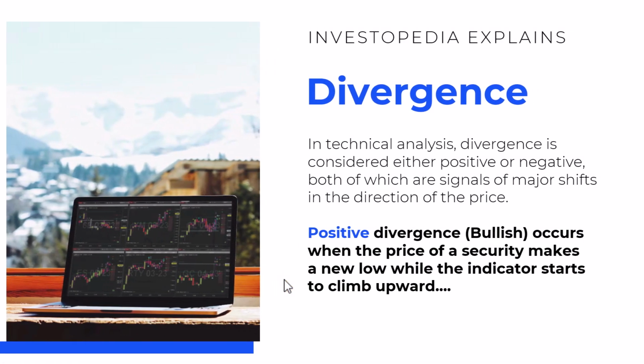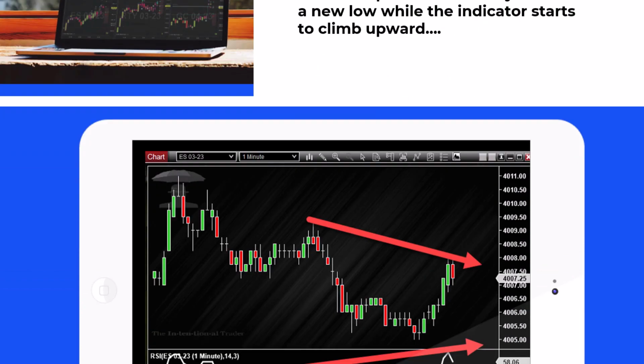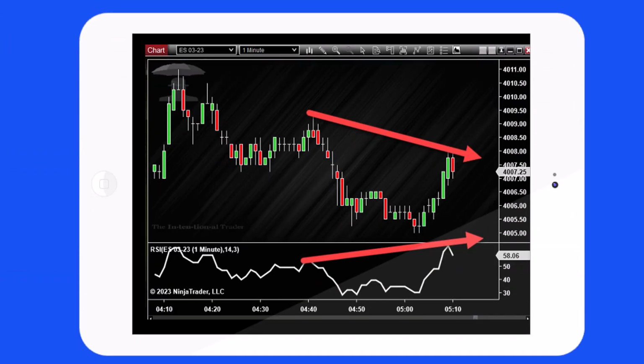Okay. If it's positive divergence or bullish, it occurs when the price of the instrument starts making a new low while the indicator starts to climb upward. Okay. So it would look like this. So notice the indicator. So we're using the relative strength index. Okay. So this is a momentum type of an indicator. And you'll notice that if you go from the high to the previous high, that it's actually on an upward trend. Same with price. Notice it goes from high to the previous high. It's on a downward trend.